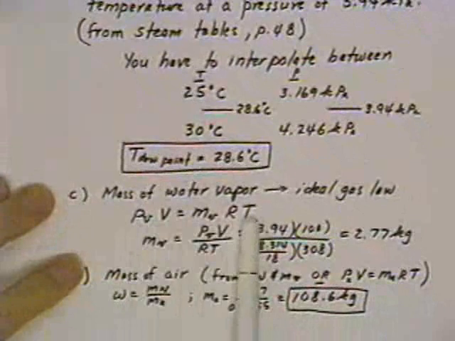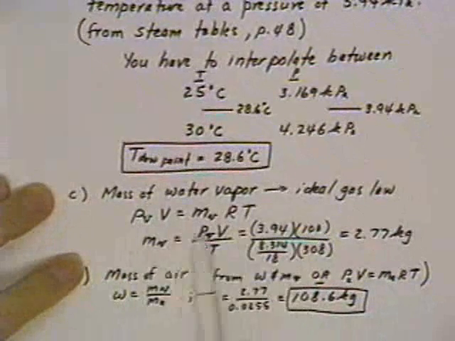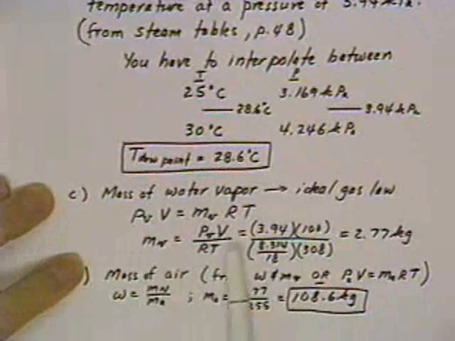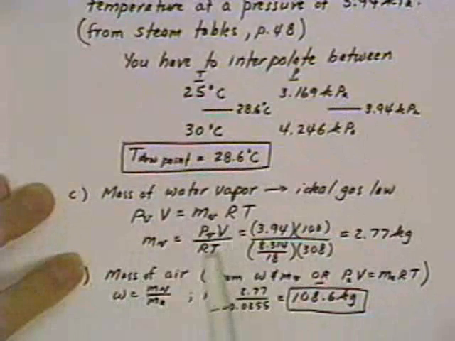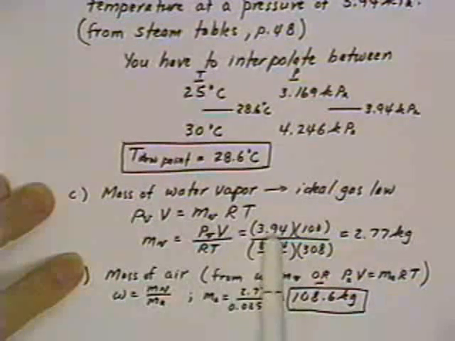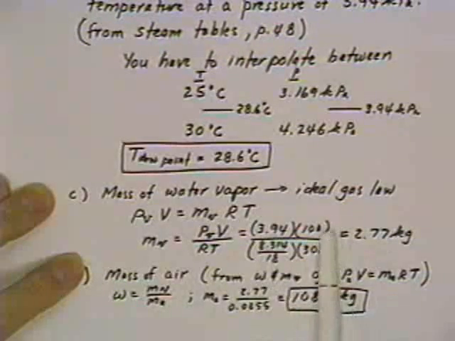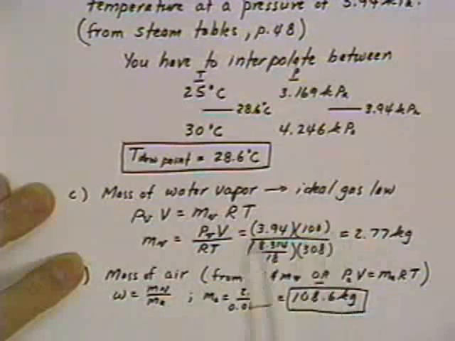From PV = mRT, we can calculate the mass of the vapor: m = PV over RT. The pressure we're using, of course, is the pressure of the water vapor itself, which is 3.494 kilopascals. The volume is the total volume that we're dealing with, 100 cubic meters.